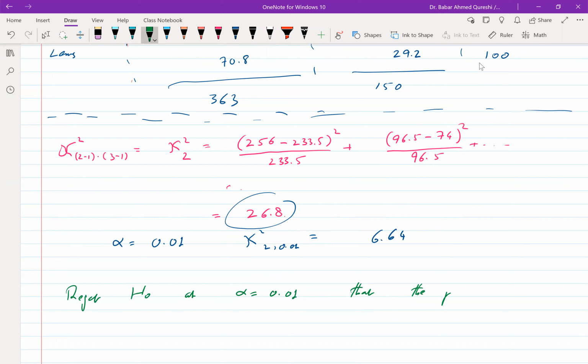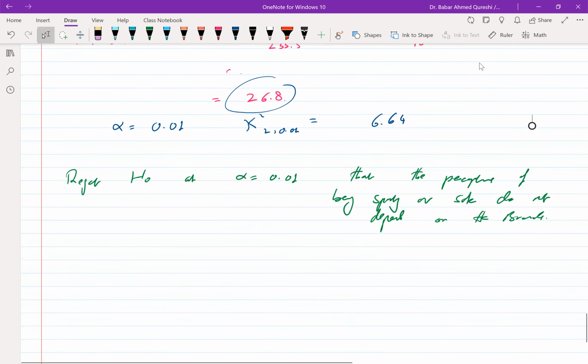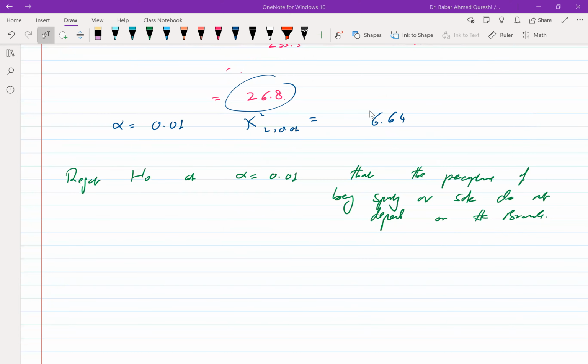that the perceptions of being sporty or safe do not depend on the brands. There is evidence in the data that different brands have different perceptions. Which way that is skewed is not what this test is doing. It's just telling you that there is some dependence of one set on the other.